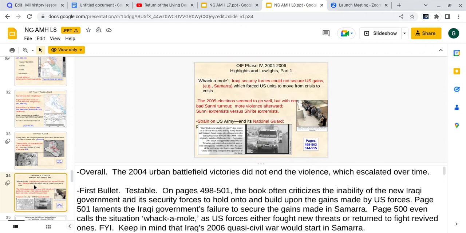Then in 2005, the elections seemed to go well. However, there was a bad Sunni turnout, which led to a lot of violence afterwards between the Sunni extremists against the Shiite extremists. So now different extremists in Iraq are fighting, and it kind of hints that there's going to be a civil war break out. So more problems happening there, which led to a strain on U.S. Army and its National Guard. Because remember, after Vietnam, National Guard is getting more involved with combat and combat support operations.